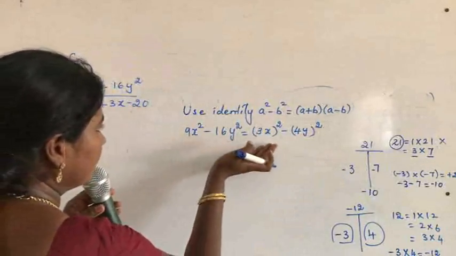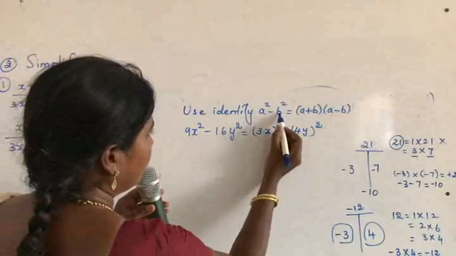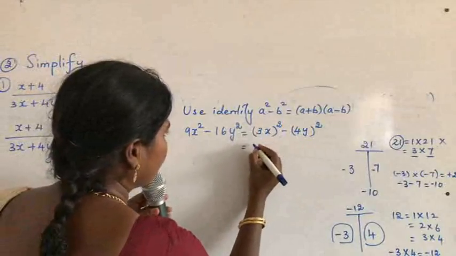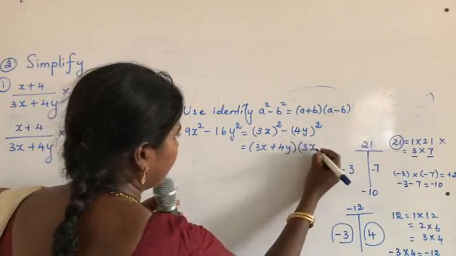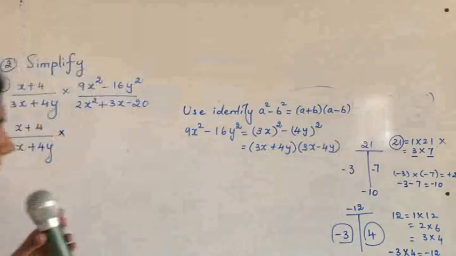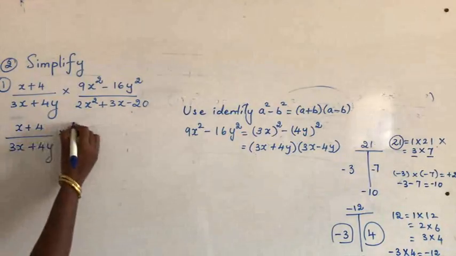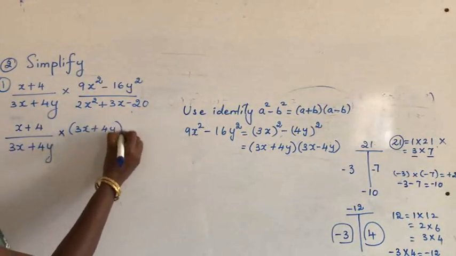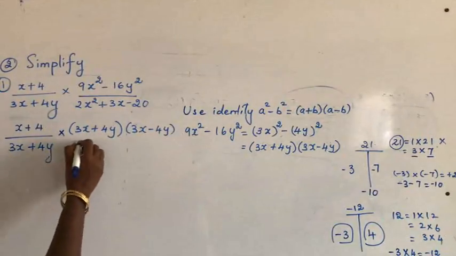So now we have to reduce the expression in terms of identity a square minus b square. So a is 3x, b is 4y. Now what do you get over here? It's 3x plus 4y into 3x minus 4y. So we have factorized the numerator part, 9x square minus 16y square. So what you get? 3x plus 4y, 3x minus 4y. So let's write over here, 3x minus 4y. Okay. Upon.